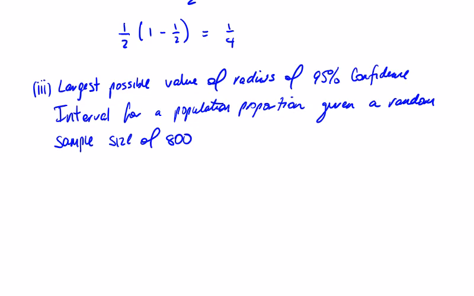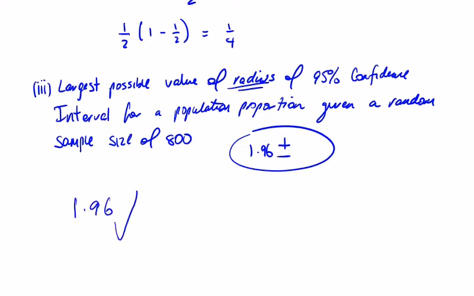Part 3, we were asked the largest possible value of the radius. Well, this is just the spread. We looked at it earlier. We had a plus and minus 1.96. So that's what we're looking at here. The biggest spread, they call it the radius in this question to confuse you. The largest possible value of the radius of a 95% confidence interval for a population proportion given a random sample size of 800. Okay, well, it's going to be 1.96. We've worked out our max value. It's when it's 0.5 by 0.5.